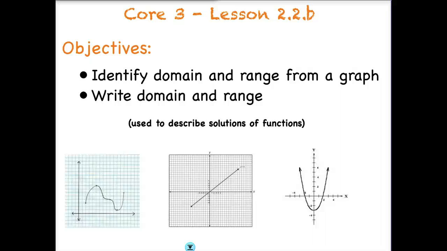This is lesson 2.2.b. Our objectives are to identify domain and range from a graph and be able to write domain and range using a couple of different methods. The point of this is to be able to describe our solutions of functions, and our solutions of functions always come as either domain or range or both, and we want to effectively describe those using proper notation.